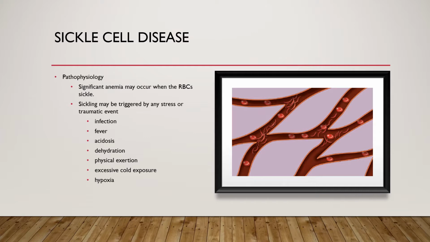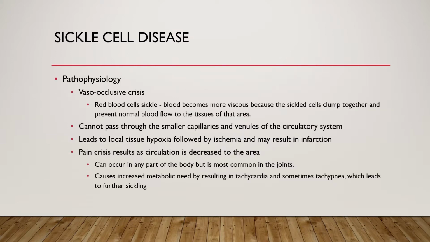So sickling, if somebody has sickle cell anemia, there are certain things that trigger it. Infection, fever, acidosis, dehydration, physical exertion. A big one we see this time of year is excessive cold exposure. So they're going outdoors, getting cold. Change in temperature extremes can really set off a sickle cell crisis. And hypoxia, if they just aren't getting the oxygen that they need.